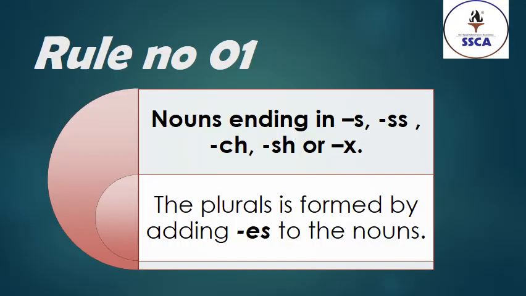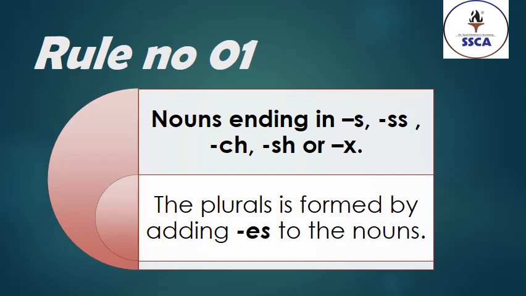Rule number 1. This rule identifies the nouns which end on s, ss, ch, sh or x. Dear students, we have some nouns that end on these letters. So must remember the nouns which end on s, ss, ch, sh or x. So for forming their plurals, we have to add es at the ending of these nouns.